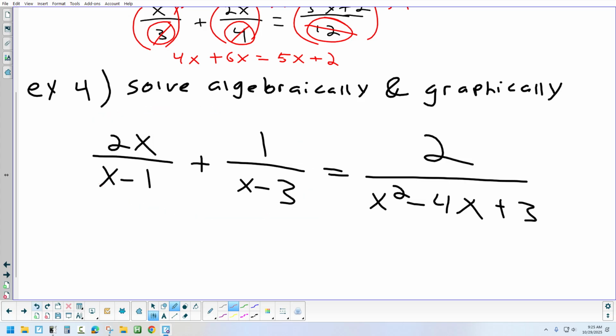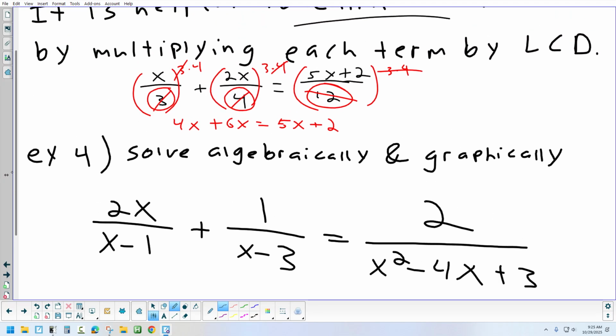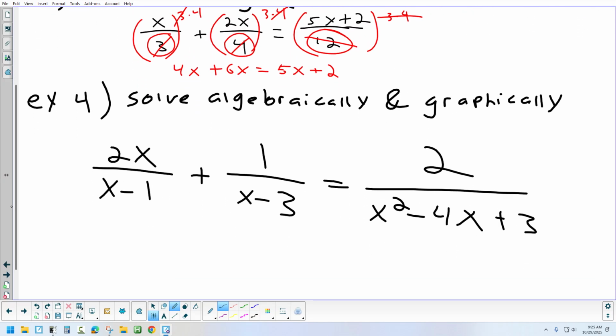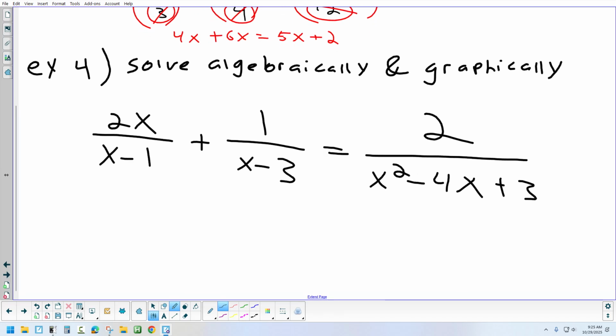First thing we have to decide is what are we going to multiply everything by? Let's factor the right-hand side first, because if it is the product of the two on the left, that's going to make it a little bit easier. How does that denominator factor? Yeah. x minus 1, x minus 3. It does factor as x minus 1, x minus 3.